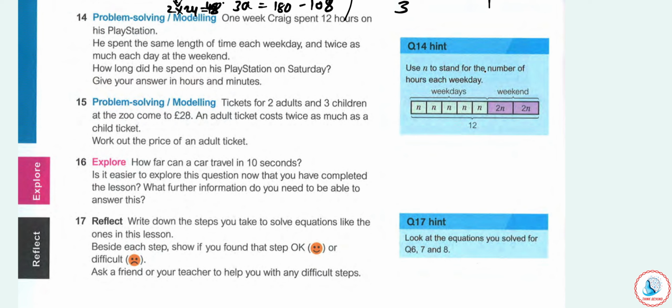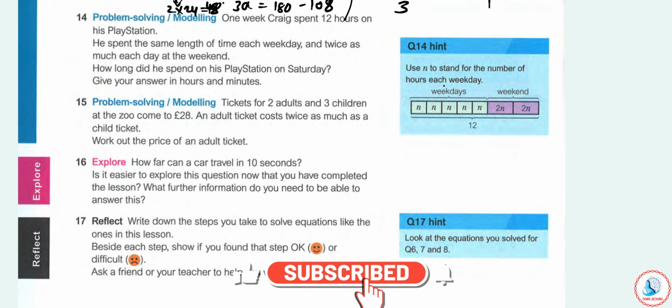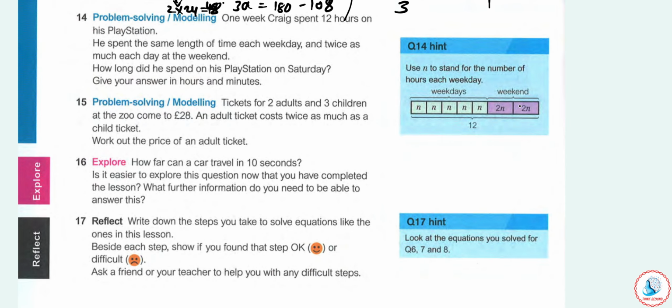So use n to stand for the number of hours in each day. They have divided weekdays and weekend, so let the number be n, which they have already hinted here. If you want to solve this question by yourself, you can pause the video and solve it. The total hours spent in 1 week is the sum of the hours spent on 5 weekdays and 2 weekend days. That's why they have taken the 5 weekdays and 2 weekend days.